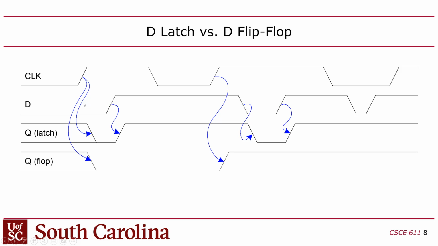So snapshot here, D is 0, Q goes to 0. Snapshot here, D is 1, Q goes to 1. And then I have a snapshot over here, which doesn't produce any change in Q because it was already 1, right? So I sampled 1, right? Does that make sense? So it's basically the rising edge of the clock takes a snapshot of D and moves it into Q.